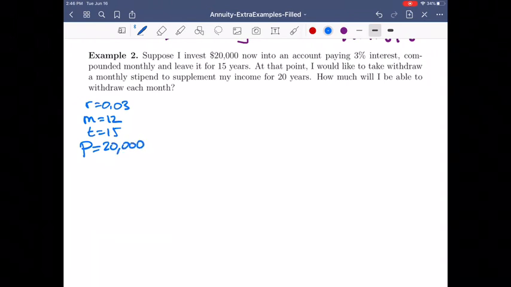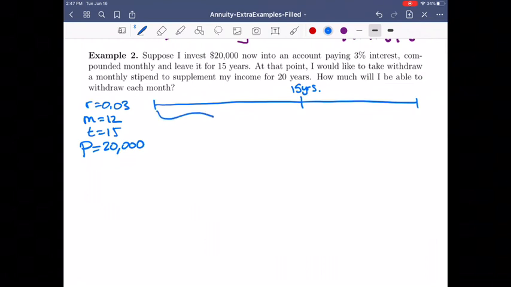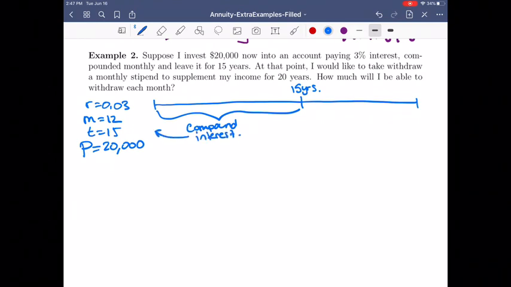So this first part is going to be compound interest. For all of these 15 years, we just have a compound interest account. Now once the 15 years is over, what we want to do is withdraw a monthly stipend for 20 years. And the account is the same.